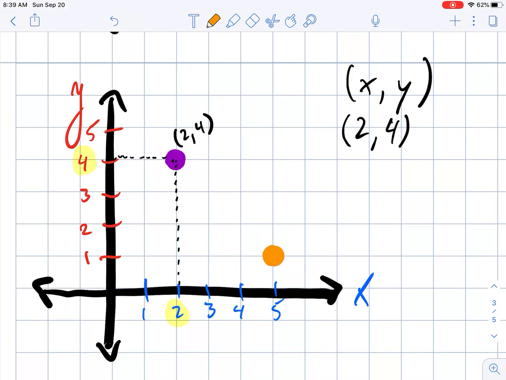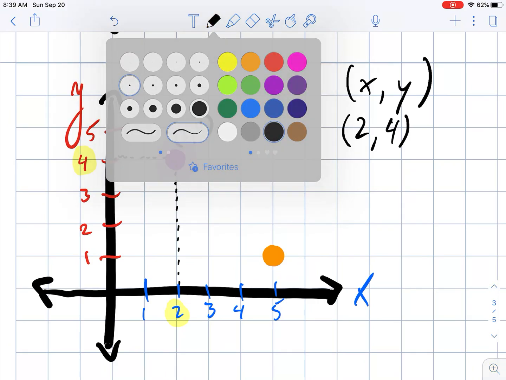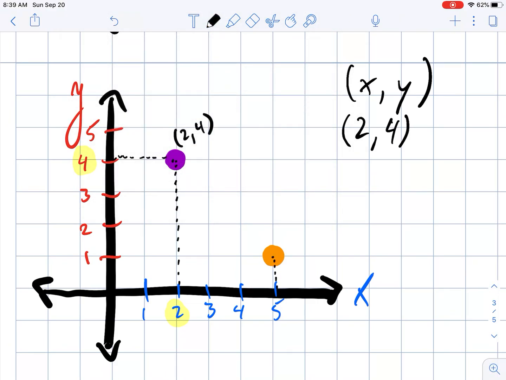All right, let's try another one. Let's try this one right here. So same thing, we're going to go until we hit the x-axis first. And it looks like it's going to be 5. Then we go over until we hit the y-axis. It looks like it's 1. Okay, so this point is 5, 1. And that's how you use the coordinate plane.